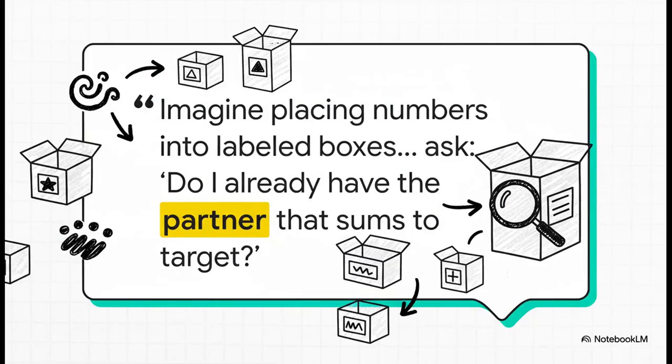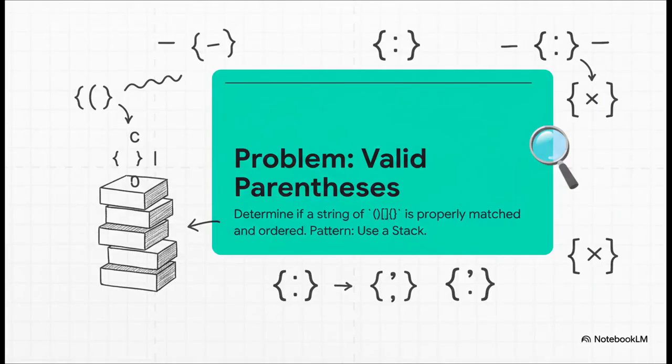Here's a great way to picture it. Imagine you've got a bunch of labeled boxes. For every new number you look at, you first ask, is the partner I need already in one of these boxes? If the answer is yes, boom, you're done. You found it. If not, you just take the current number, put it in its own box, and move on to the next one.